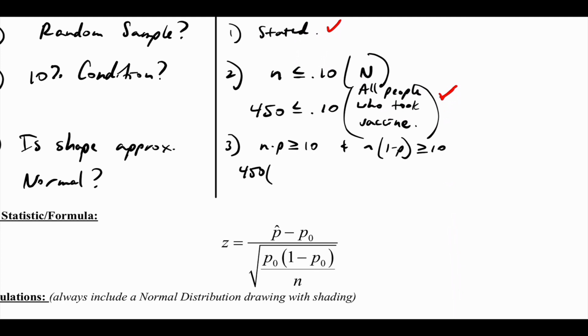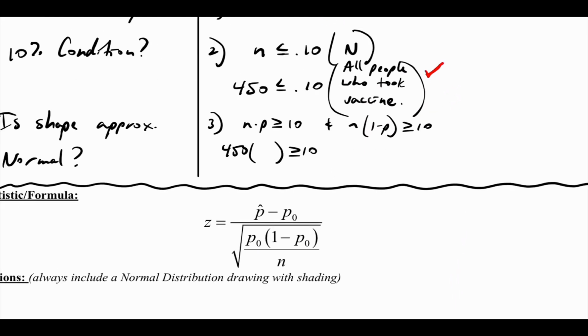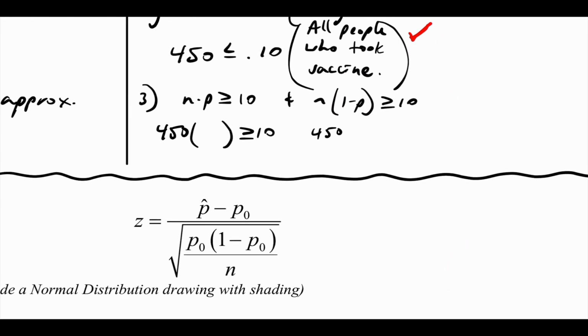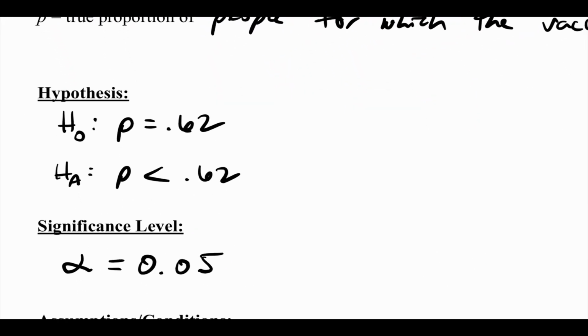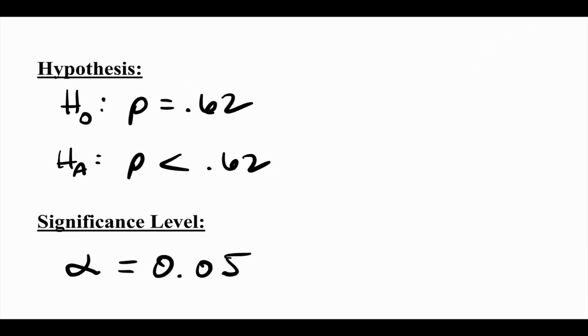Well, n is 450. What is p? Give you a hint. We've already written it down. No, that's p hat. You're close. What's p? We actually know p. Yep. It's part of our hypothesis, right? That's the claim. P is the claim.